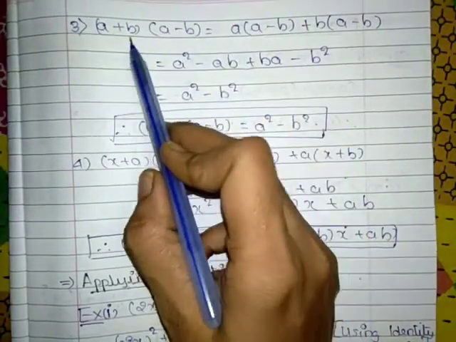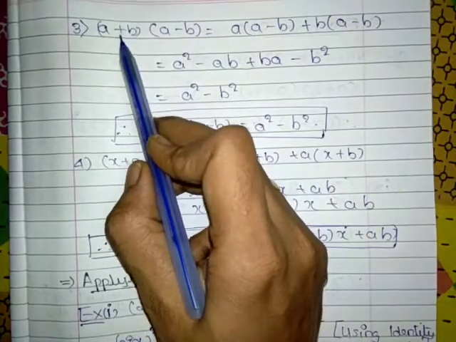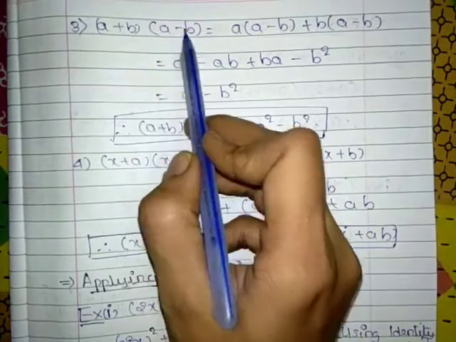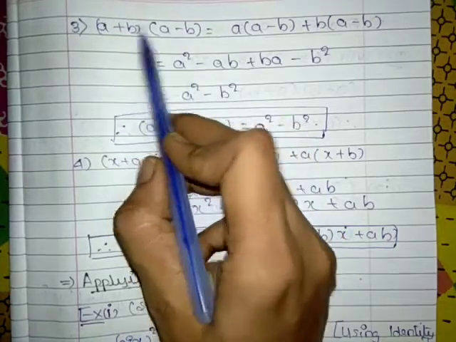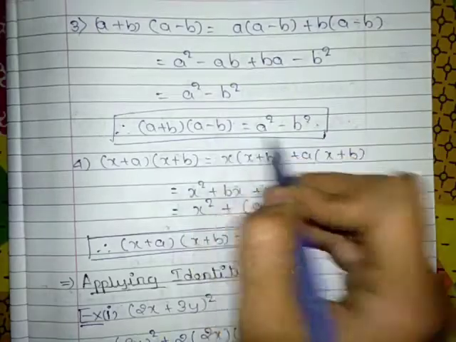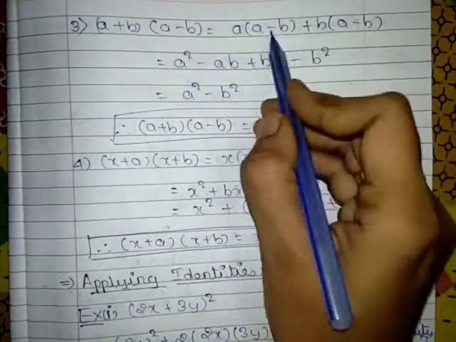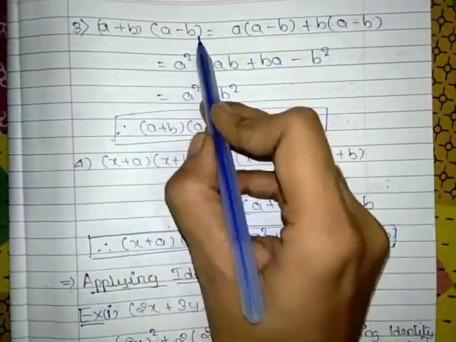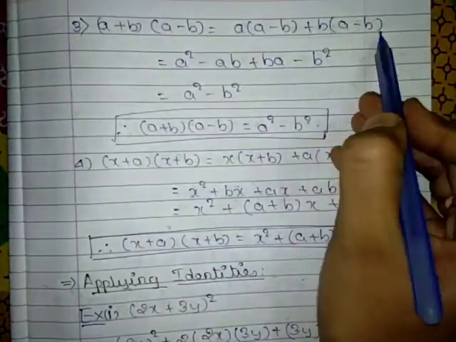Whenever one binomial is coming with the addition sign between the terms and another is coming with minus, with both the terms the same, what will be our identity? That is a square minus b square. How are we getting it? a multiplied by a minus b, plus b multiplied by a minus b.